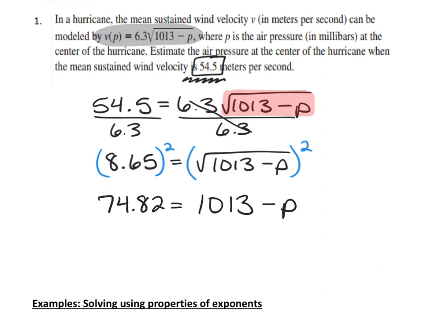Now we just need to solve for p. So how do I get p by itself? What's the first thing I should do to start isolating the p? Has something to do with this number right here. Yeah, we're going to subtract 1,013 from 7482.